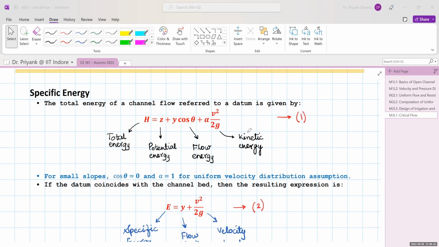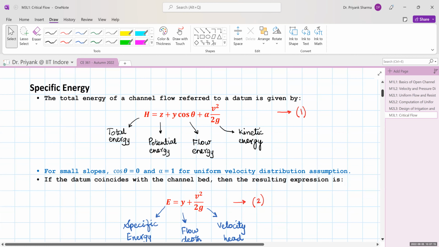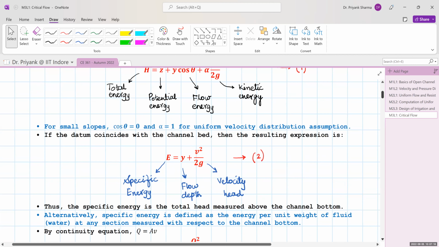Now for open channel flow, we make some modifications to the existing Bernoulli's theorem, and we come up with this equation. Now, if the channel slope is very small, your cos theta becomes 1. And if it is a very small and straight reach and a prismatic channel, your alpha can be taken as unity. Now, if your datum coincides with the channel bed, your z will become 0, and thus the equation reduces to E is equal to y plus v square by 2g.